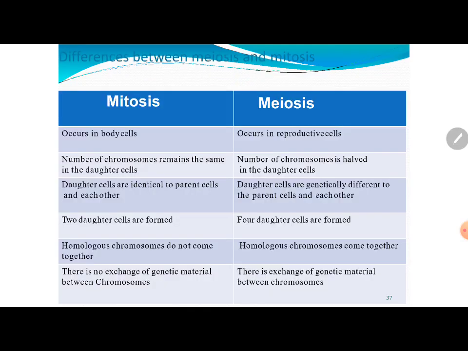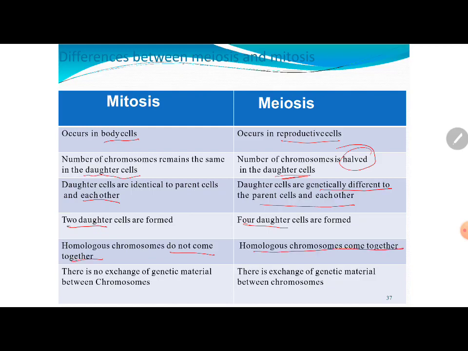Now, what are the differences between mitosis and meiosis? Mitosis occurs in body cells, meiosis occurs in reproductive cells. In mitosis the number of chromosomes remains the same in the daughter cell. In meiosis the number of chromosomes is halved in the daughter cell. In mitosis daughter cells are identical to the parent cell and each other. In meiosis daughter cells are genetically different from the parent cells because crossing over has happened. In mitosis 2 daughter cells are formed. In meiosis 4 are formed.